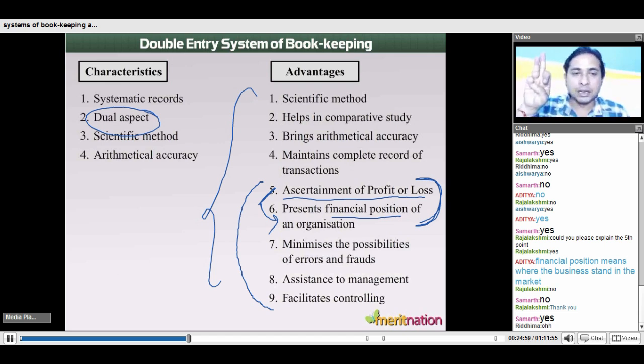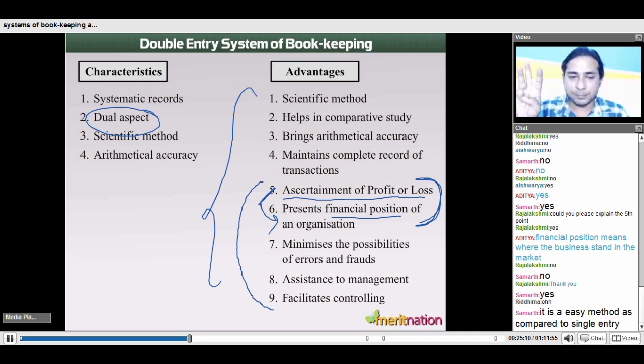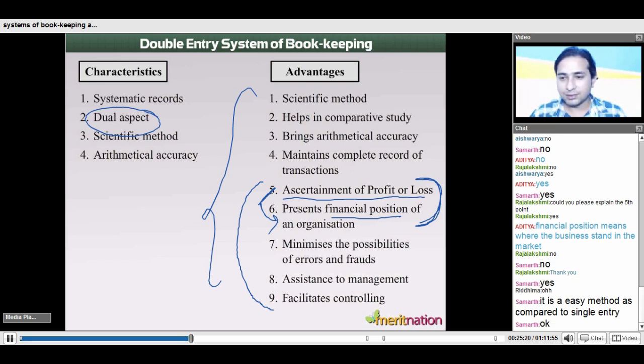Dual aspect means that we have complete coverage, we maintain the complete records, we have the records in a proper manner. Fine. So dual aspect implies these 3 things. It is easy method as compared to single entry. Yes, exactly. We will be talking about the single entry once we are through with the double entry part. Fine. Okay. Anyone who is still having any doubt?